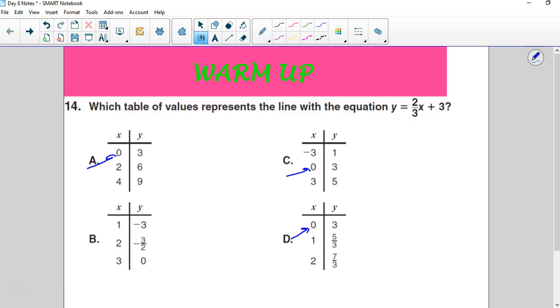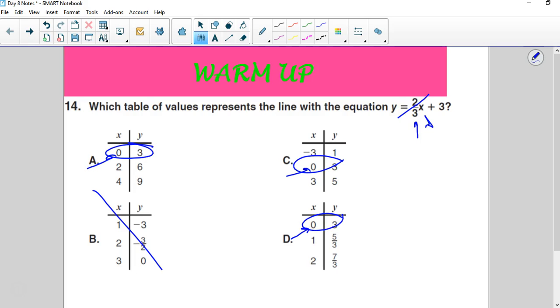So if I plug in a 0 here, that makes this go away, and I end up with 3. Well, that's a possibility, that's a possibility, and that's a possibility, but this is not. So right there we ruled out one of the answers. I could do any of these numbers, but I'm going to pick something with a coefficient of 3. This is a smart way to go about a multiple choice question.